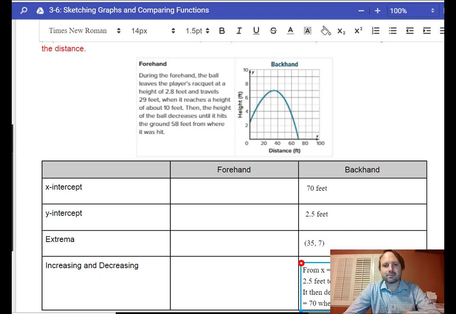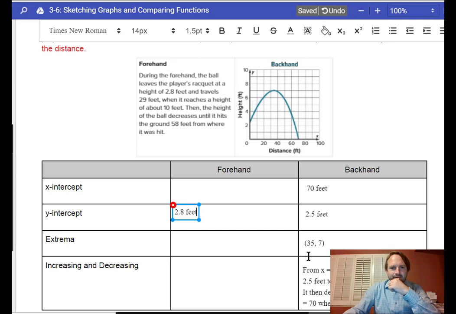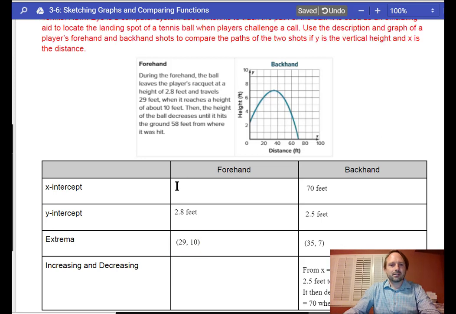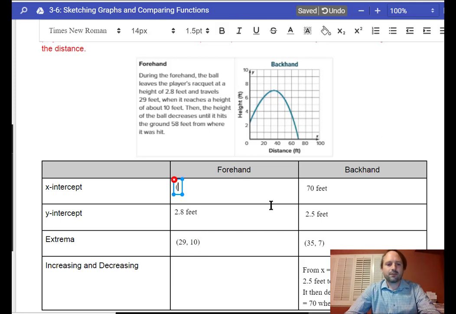All right, let's do the forehand. During the forehand, the ball leaves the racket at a height of 2.8 feet. And travels 29 feet. So the extrema is going to be at 29 feet when it reaches a height of 10 feet. So 29, 10. Then the height of the ball decreases until it hits the ground at 58 feet, where it was hit. So 58.